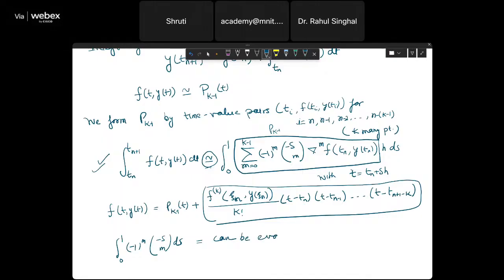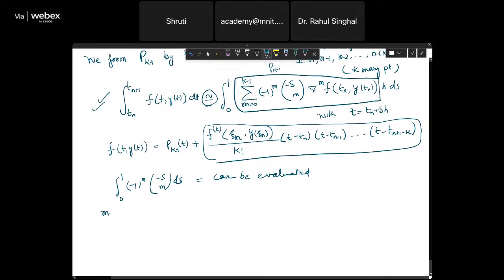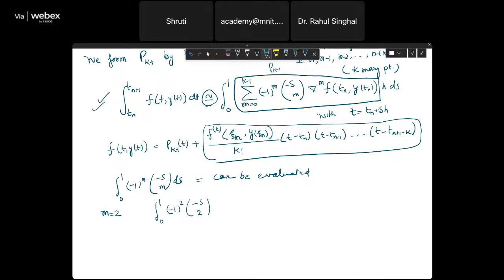Okay, so for m equal to 2, if we calculate it, what happens? It comes out as minus 1 whole square minus s2, the coefficient. So basically, if you just open this binomial coefficient, we end up with the integrand s square plus s ds. Then evaluating this integral after substituting the integration limit, it comes out as 5 by 12. So likewise, for different values of m, we can generate them.